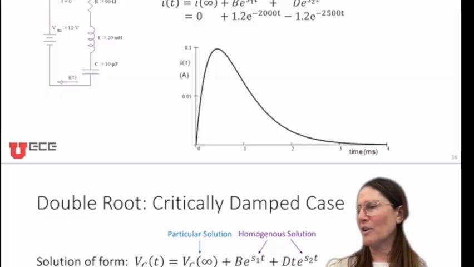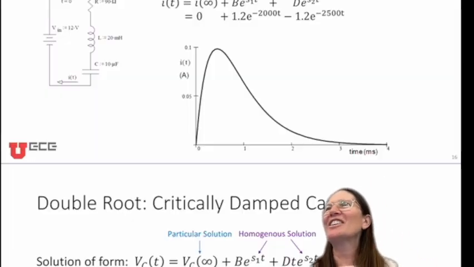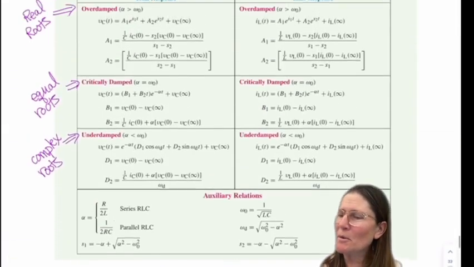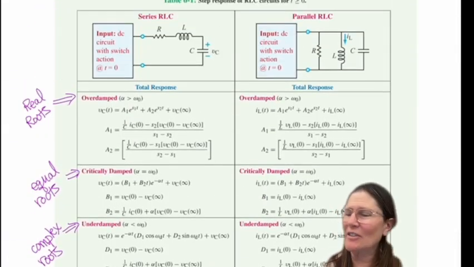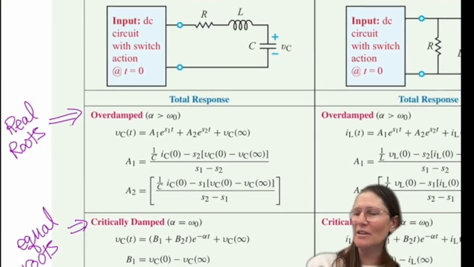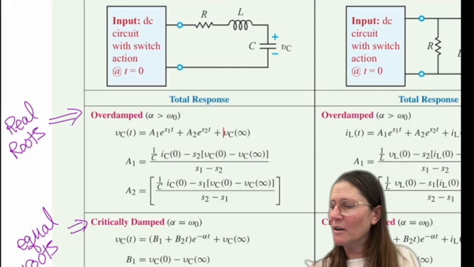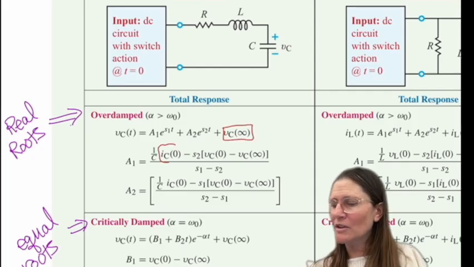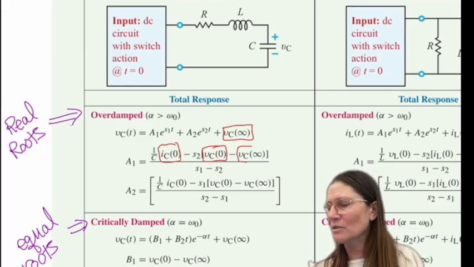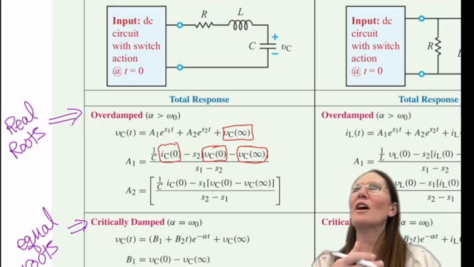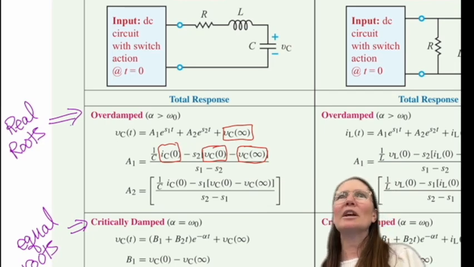Your book has a very nice table that already has these values calculated if you can identify if your circuit is a series or parallel form. So let me go down to the table. The nice thing here is that it already has calculated these constants for you, and all you have to do is look for the initial values and the final values. And then knowing your roots, you can just put these into these equations. So you don't have to do that every time. So it can make it a little bit quicker to solve.